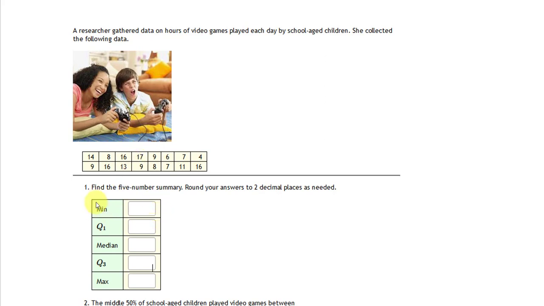Alright, so the first thing is find the five-number summary, rounding your answer to 2 decimal places as needed. For any problem with the five-number summary, the first thing you should do is list the numbers from smaller to larger, in ascending order, the increasing order, right?